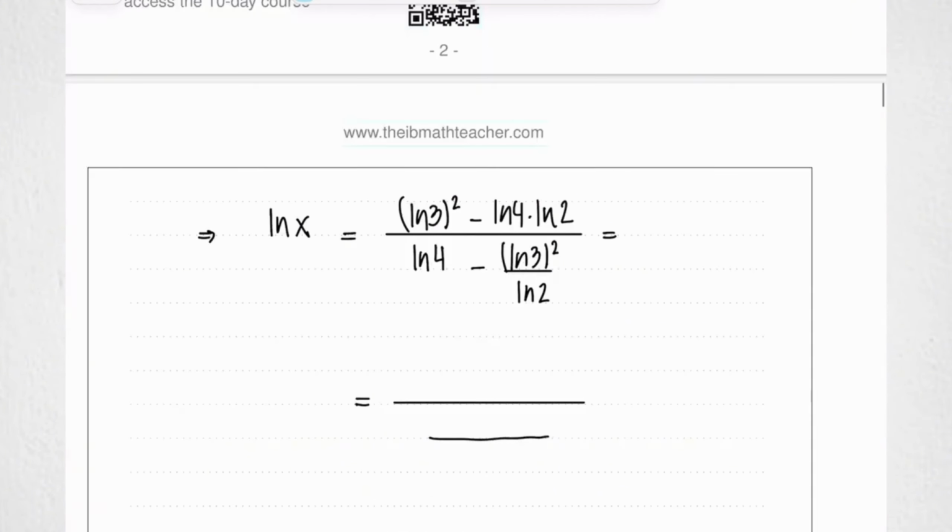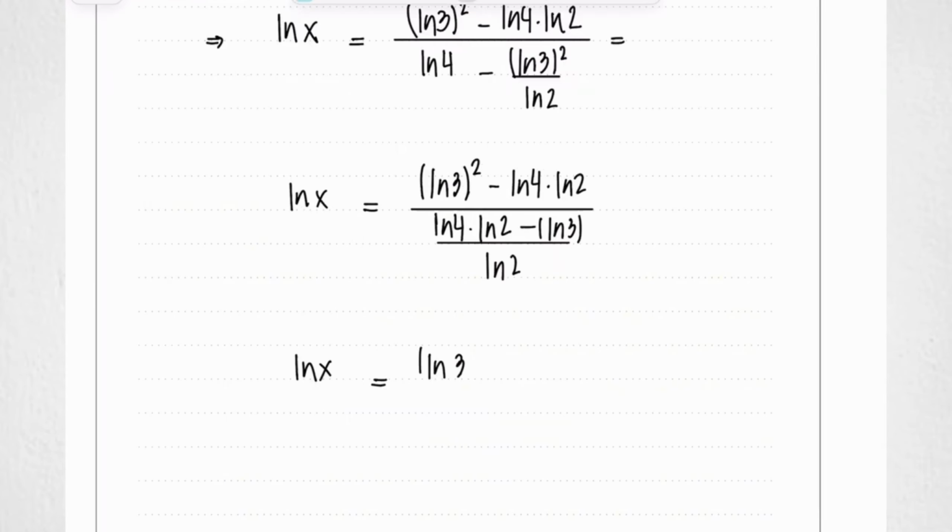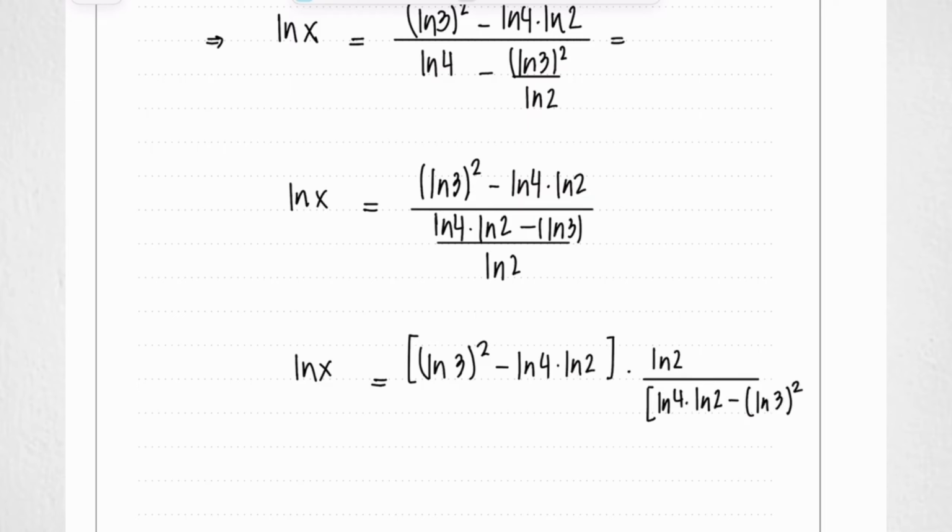We can write the denominator as ln of 4 times ln of 2 minus ln of 3 squared, everything over ln of 2, and in the numerator we get ln of 3 squared minus ln of 4 times ln of 2, which means that we can simplify lots of terms. By the way, there's a square here. I don't know what happened to it, but it should be here.